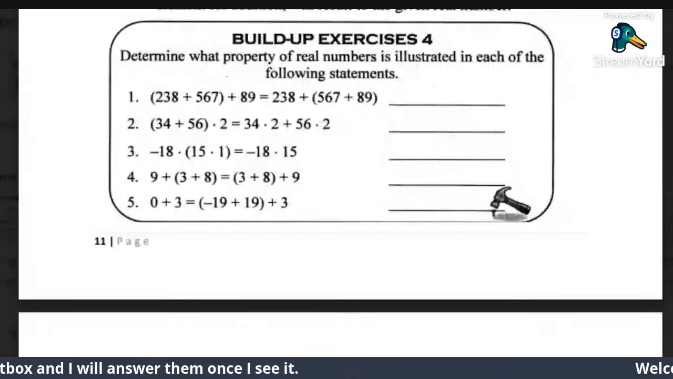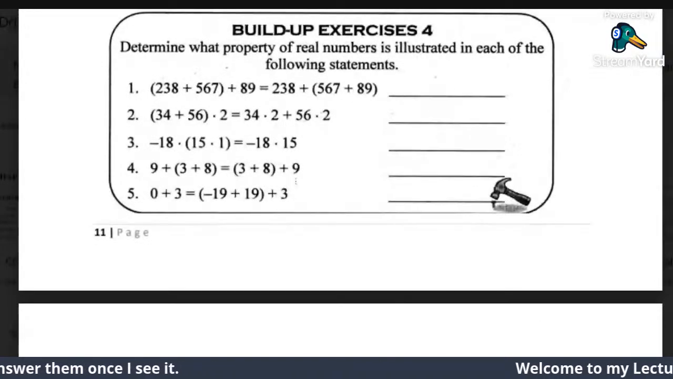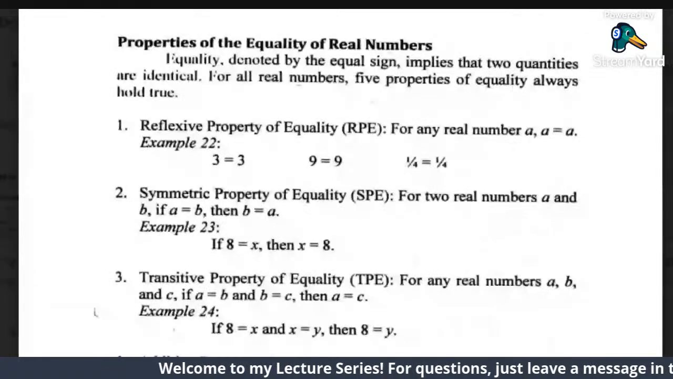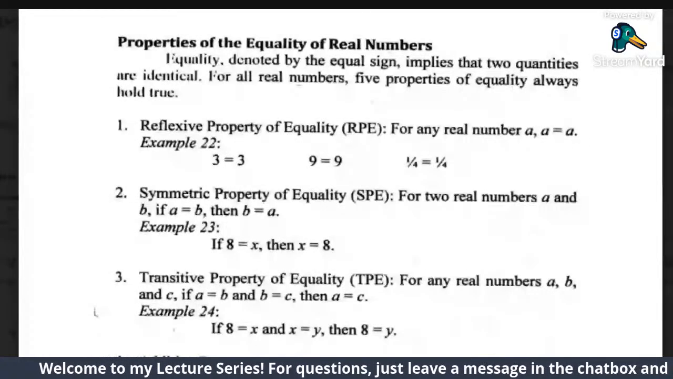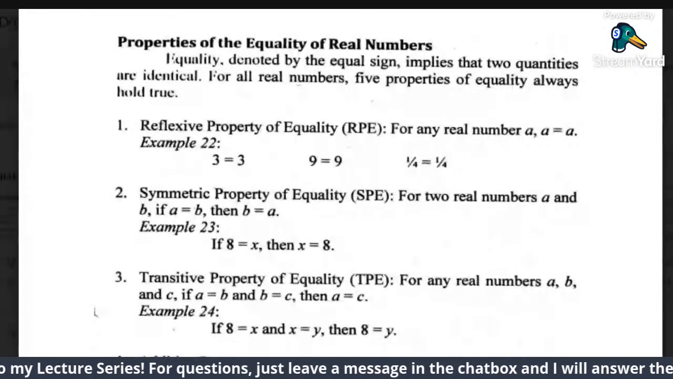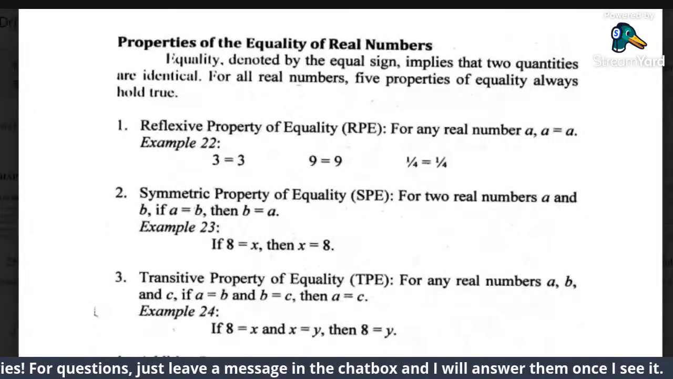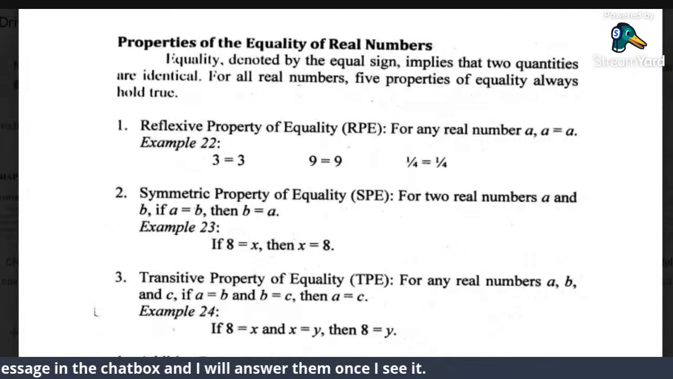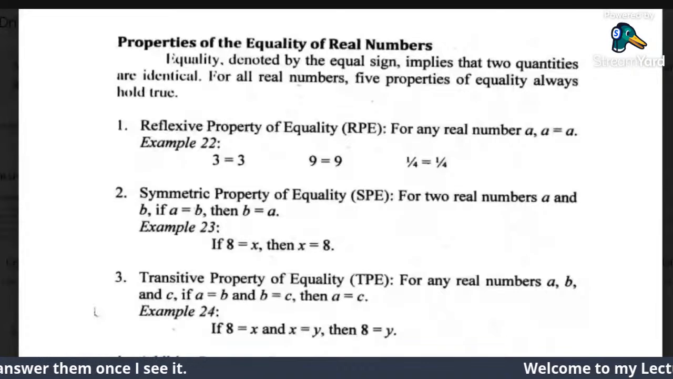Okay, so here's what's next. The properties of equality of real numbers. Equality, denoted by the equal sign, implies that two quantities are identical. For all real numbers, 5 properties of equality always hold true. Okay, so this is for real numbers. Properties of equality of real numbers.